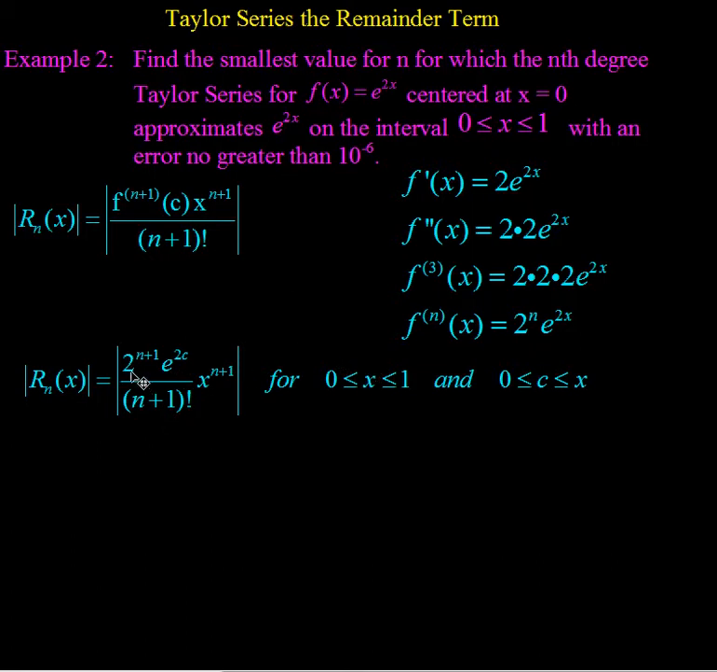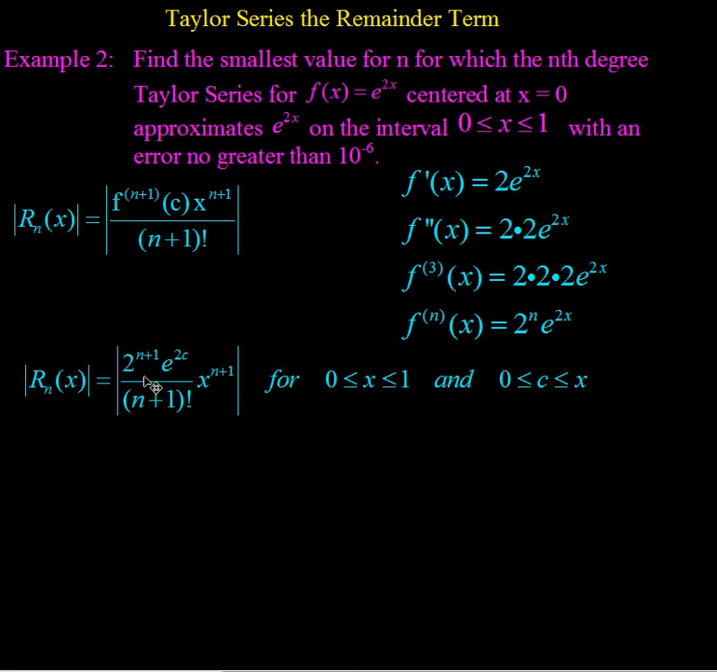So we want to put in the remainder for the n plus 1 term. Then the n plus 1 derivative would be 2 to the n plus 1 times e to the 2c. Remember that c is the x value that will give you the maximum for that derivative, over n plus 1 factorial times x to the n plus 1. Again, we're taking the absolute value here because we're interested in the maximum distance and not necessarily whether the sign is positive or negative. Also remember this is for x between 0 and 1, and our c has to be between 0 and x.